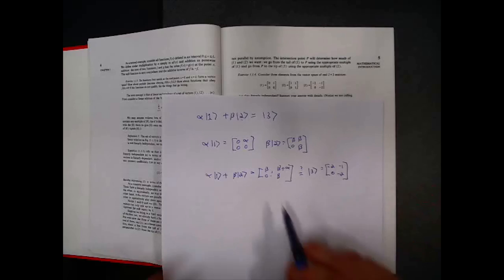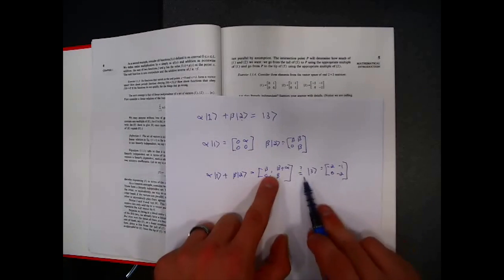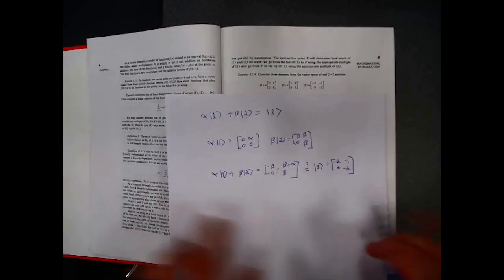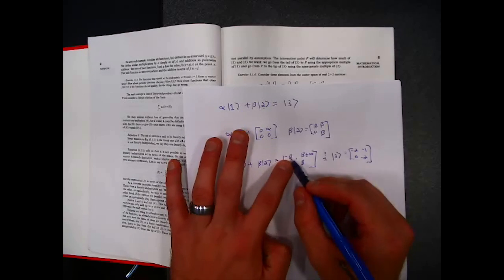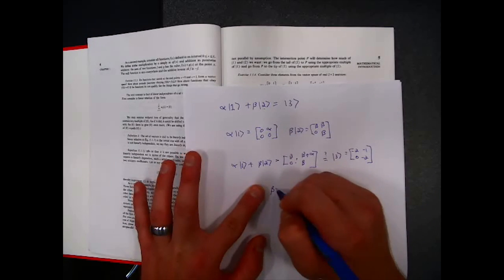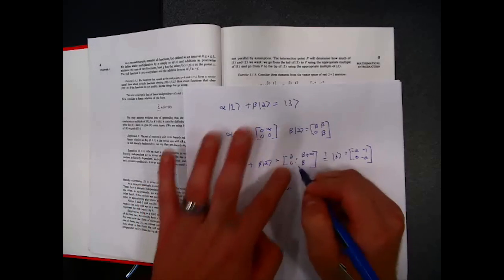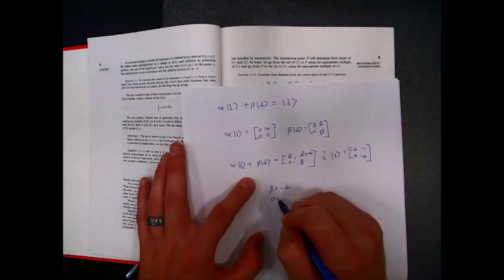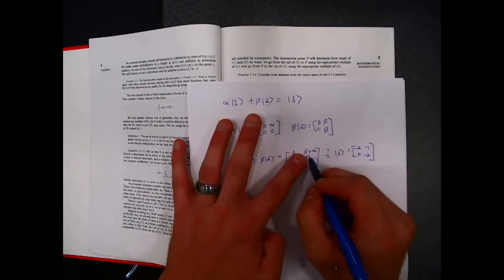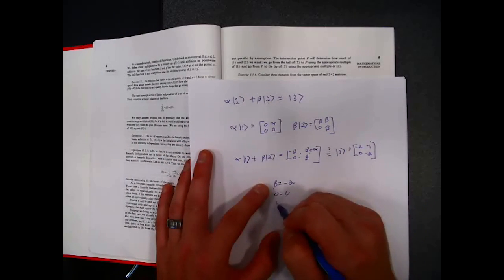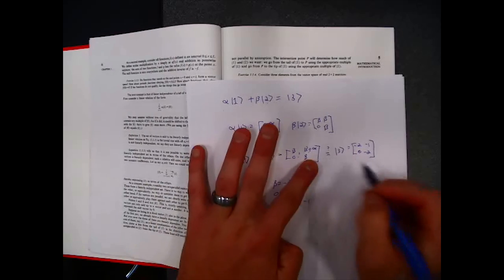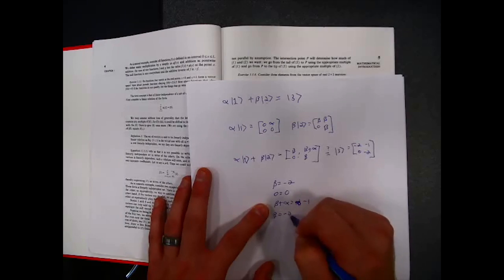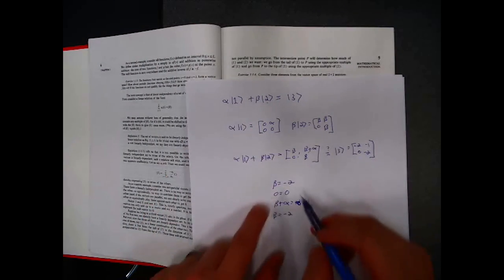Alright, so if they're going to be equal, then if this is going to be equal to that, then they have to be equal on a term-by-term basis. And it turns out that this gives us a set of linear equations that we can solve. So we're going to look at this. Element 1, 1, beta, has to be equal to minus 2. Beta equals minus 2. This one, 0, has to be equal to 0. Check. We go up to this one. Beta plus alpha needs to be equal to minus 1. And then beta, again, is equal to minus 2. Those are the four equations that we get out of this.